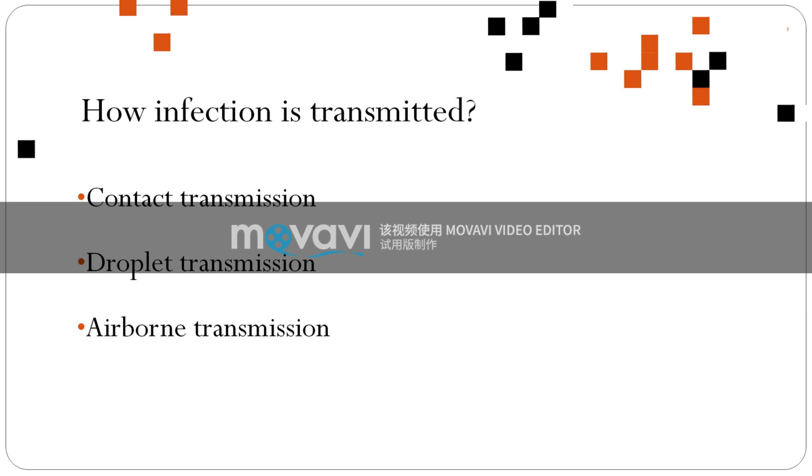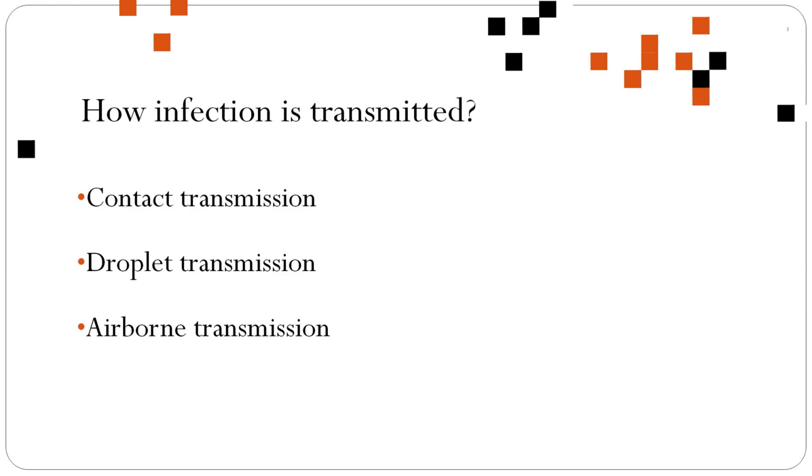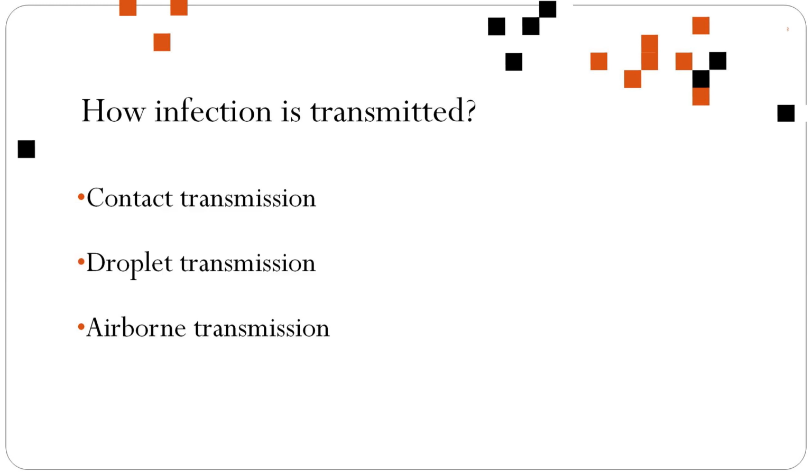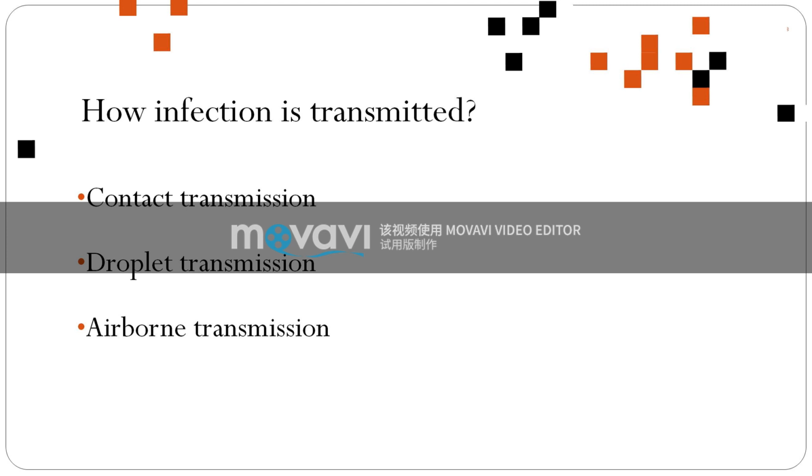So, how is infection transmitted? There are three main routes of transmission: contact transmission, droplet transmission, and airborne transmission. Contact transmission includes direct contact transmission and indirect transmission. Direct contact transmission involves a direct body surface contact of virus or bacteria between a susceptible host and an infected person. This commonly happens between patient and nurse, such as when nurses perform personal care that requires direct personal contact. It also commonly happens between two patients, such as shaking hands.